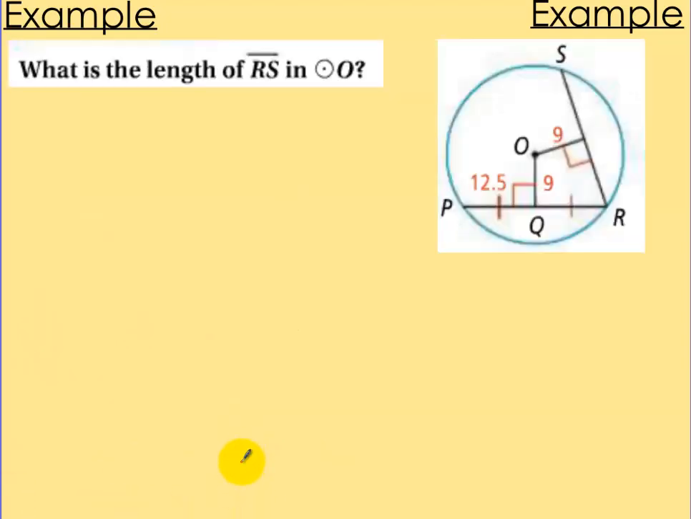Next one. Pause the video. What's the length of RS here? Okay. Well, we know that PQ is 12.5, and this is congruent with this QR. So QR is also 12.5.